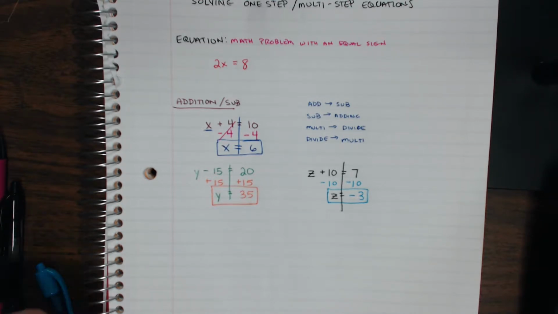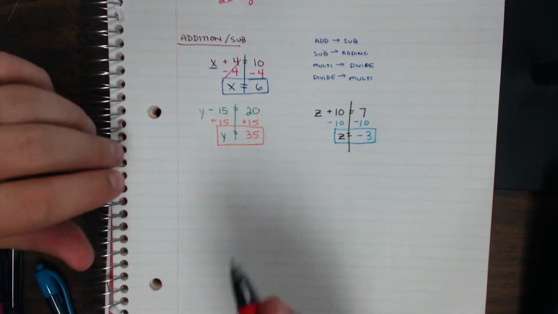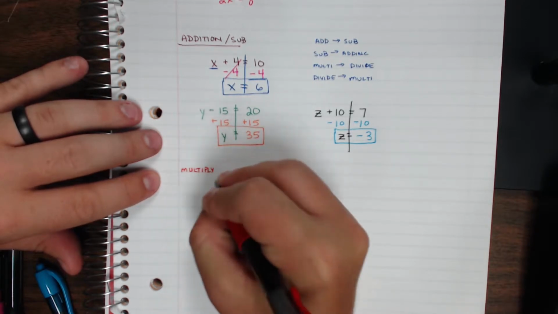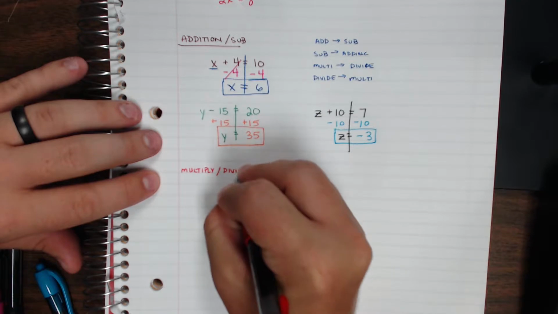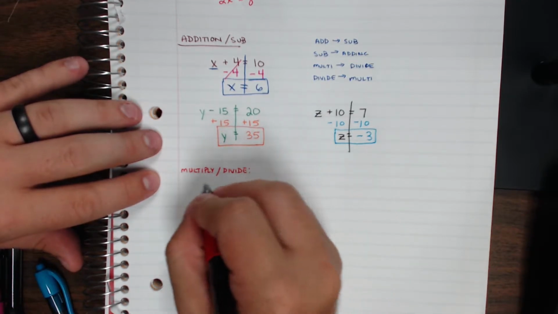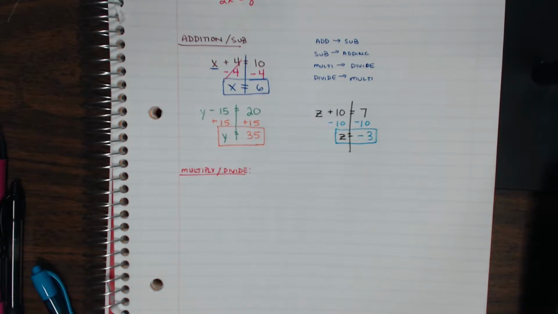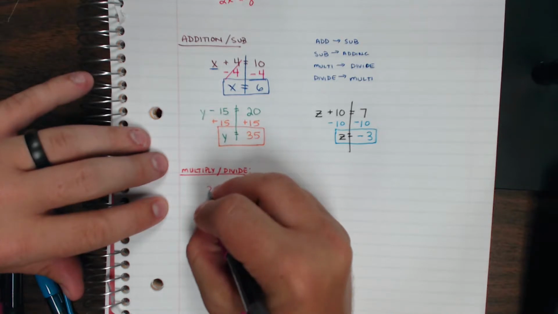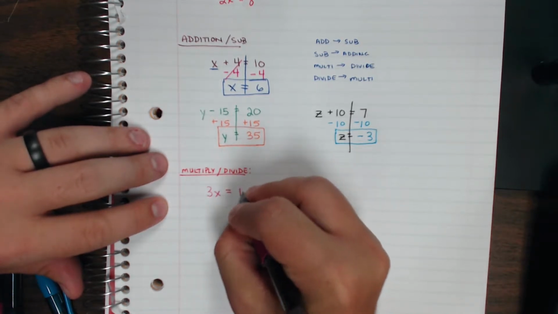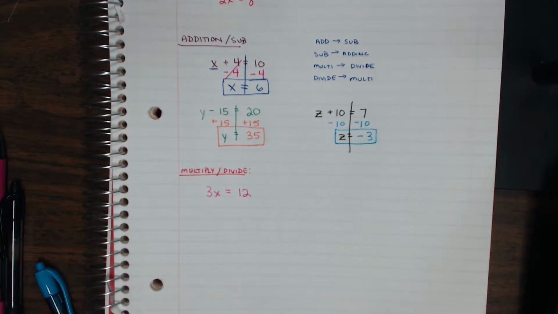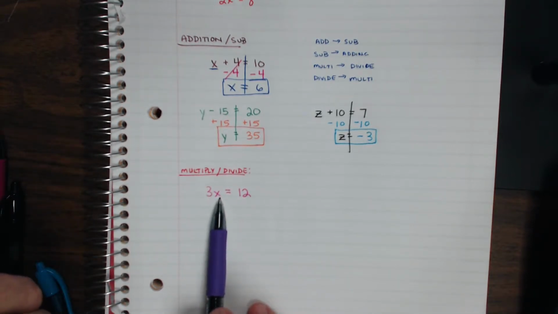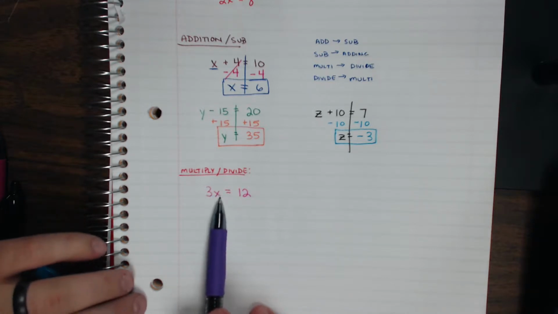Now that's the basics of addition and subtraction. We can take a look at multiplying and dividing. Those look slightly different, but not too terribly different. We might have a problem that says 3x is equal to 12. You'll notice, if you look at the equation itself, this 3 is right next to the x. What that means is multiplication. Anytime you have a number right next to the variable, that's going to be multiplication.